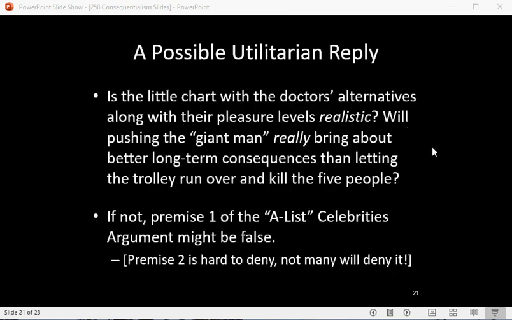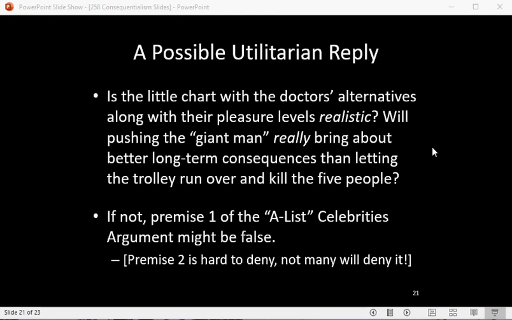Okay, is there any way a utilitarian could respond to this objection? Well, I made a little chart when I was explaining that A-list celebrities argument with the doctor's alternatives, along with the pleasure levels. In other words, the pleasure levels from the alternative of killing you versus the alternative of letting you live.